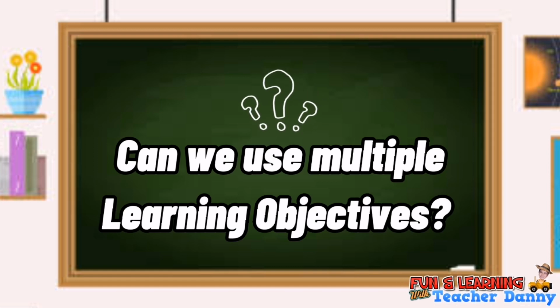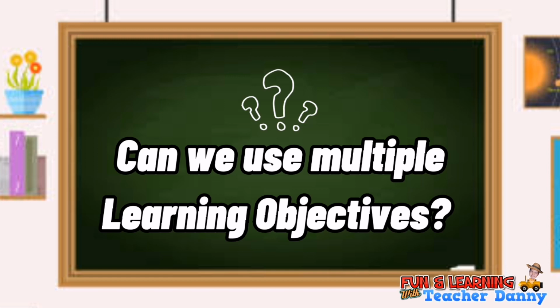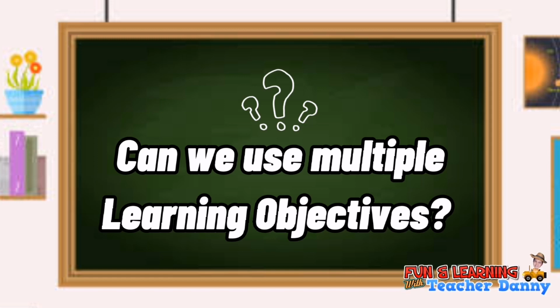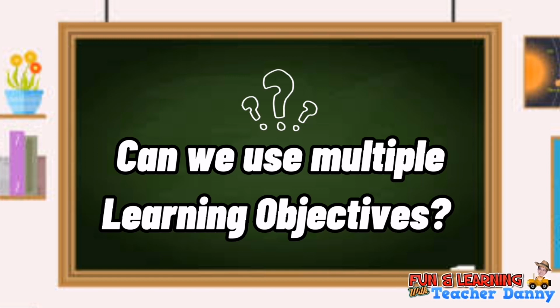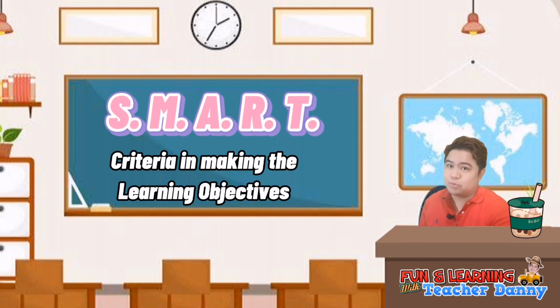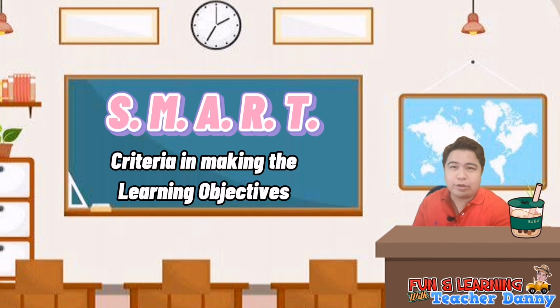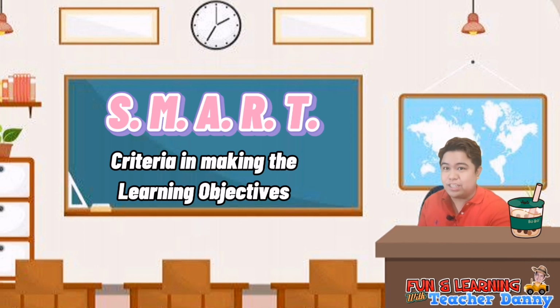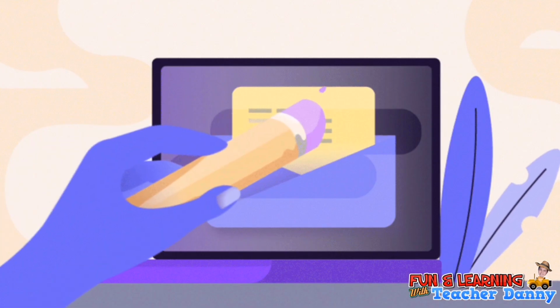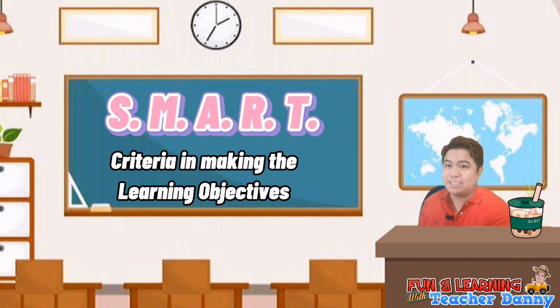Now, here's a question. Can you use multiple cognitive learning objectives and one affective and psychomotor objective? To answer this, we have to go back to our SMART criteria. Do you think that your objectives meet all the requirements and the necessary goals to teach your topic? Think about that before creating multiple objectives.